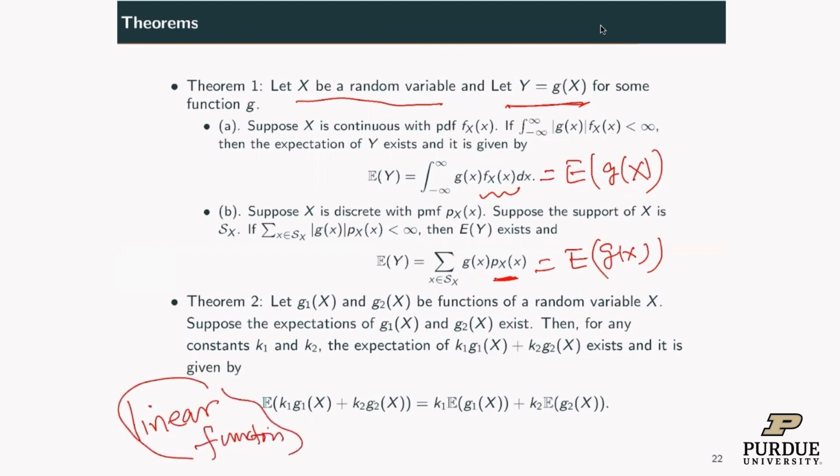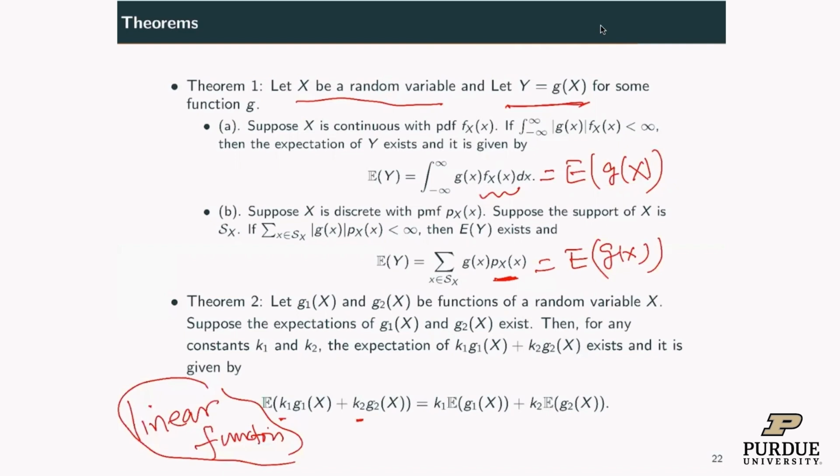Linear operator, you can think about. Linear means what? A constant you can move out. The expected value of k1 g1(x) plus k2 g2(x), where k1, k2 are constants. If it's a constant, you can move it out of the expectation. So it's k1 times the expected value of g1(x) plus k2 times the expected value of g2(x).